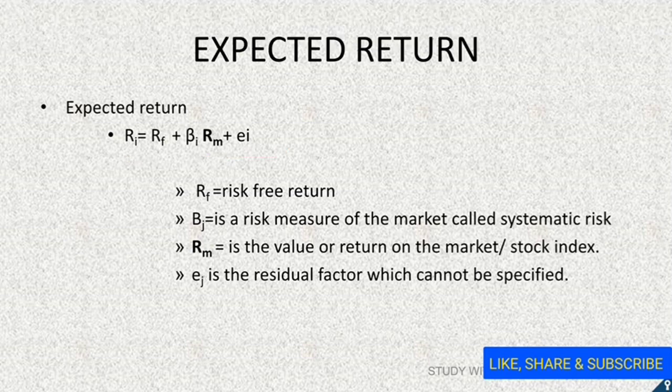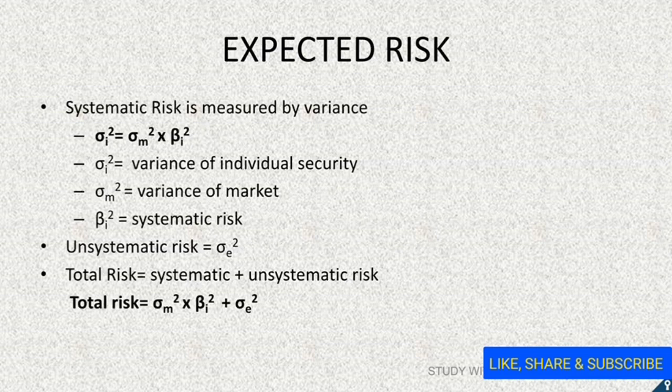Now we will talk about the expected risk. You know that risk is of two types. One is the systematic risk and the other is the unsystematic risk. Risk is measured by the variance, or it is the square of the standard deviation. Systematic risk is equal to sigma m square multiplied by beta I square. Beta I square is the systematic risk of the individual security. Sigma m square is the variance of the market, and sigma I square is the variance of the individual security that we are calculating. Second point is unsystematic risk. Unsystematic risk is equal to sigma E square.